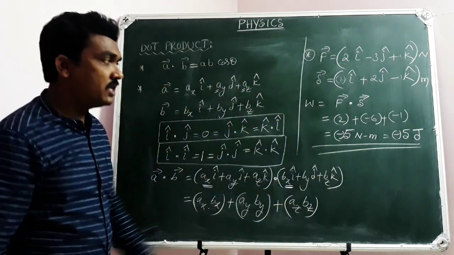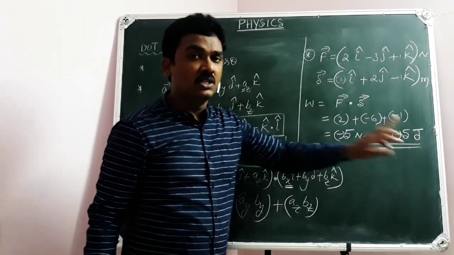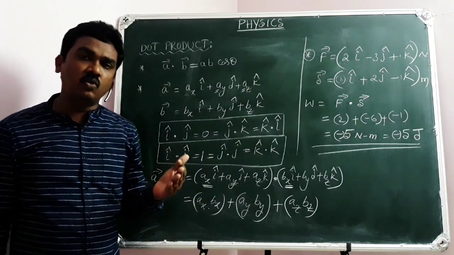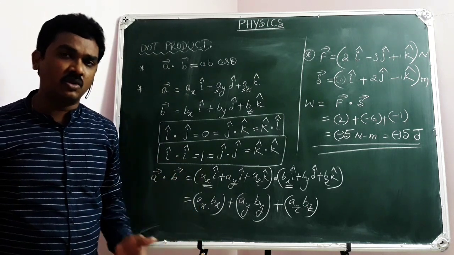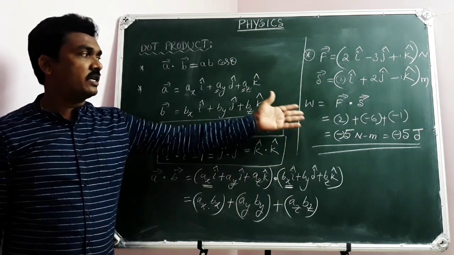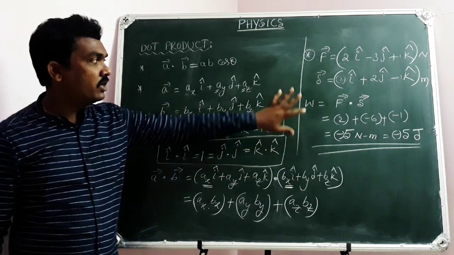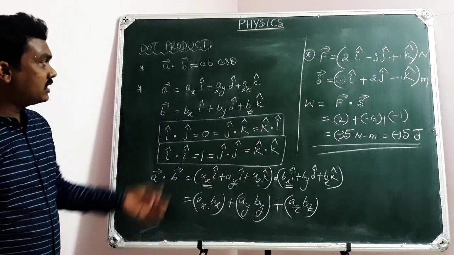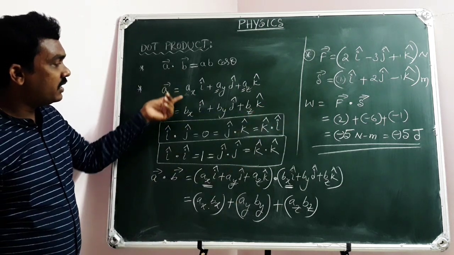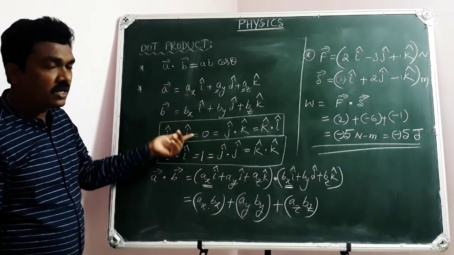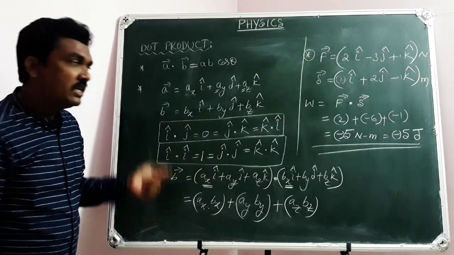So how much amount of work is done? 5 joule, but work done is negative. Of course, I told you, the dot product of any two vector physical quantities can be either 0, positive, or negative. Here work done is negative. How much work is done? 5 joules work is done according to the question. So this is how dot product can be taken into account when the vectors are given in their component form.